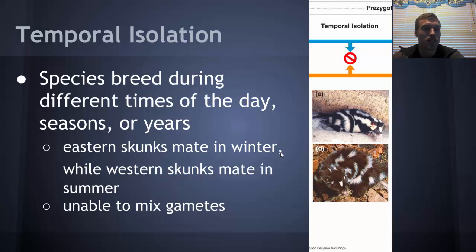So these are species that breed during different times of the day, seasons, or years. For example, eastern skunks mate in the winter, while western skunks mate in the summer. So if one is mating at one time, the other is mating at another time, you're never going to mix the gametes, right? Which means that you're never going to have gene flow occurring between the two different species.